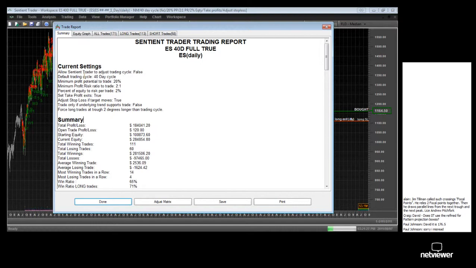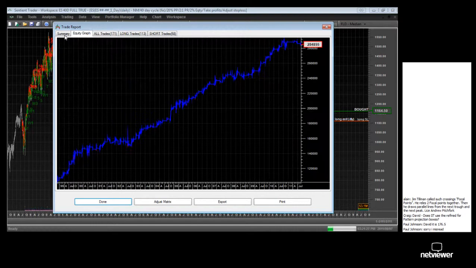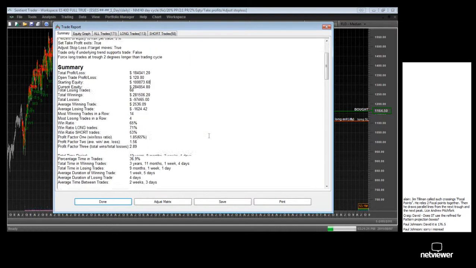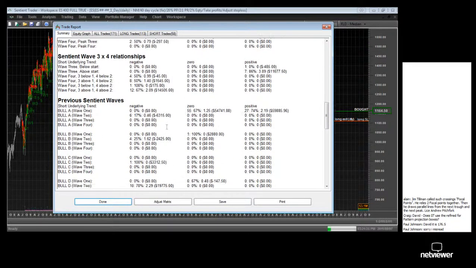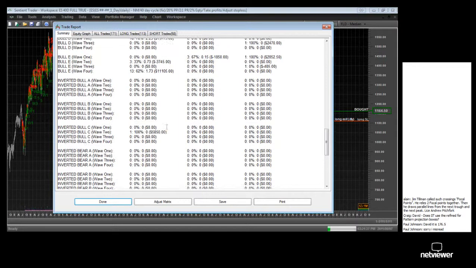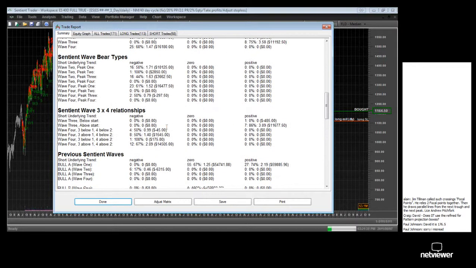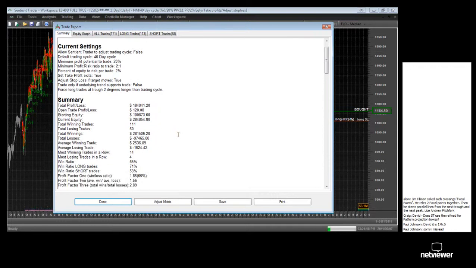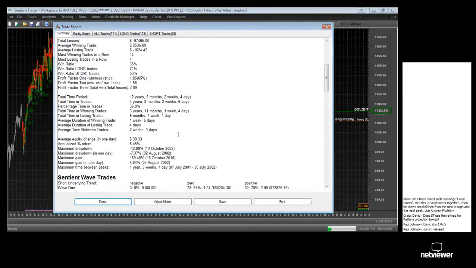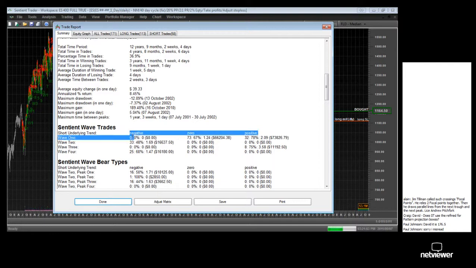There we go. Let's do all of that. Right, and let's have a look at the trade reports. And if we have a look at the equity graph, you'll see that the equity graph, as a result of building a trading history using a more accurate Sentient trading matrix, is much better. And you can see the statistics here in terms of the performance.